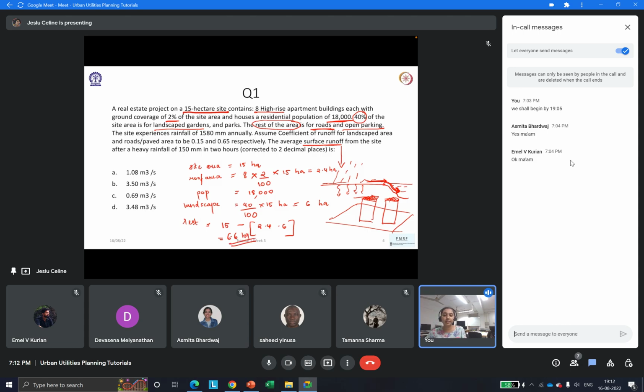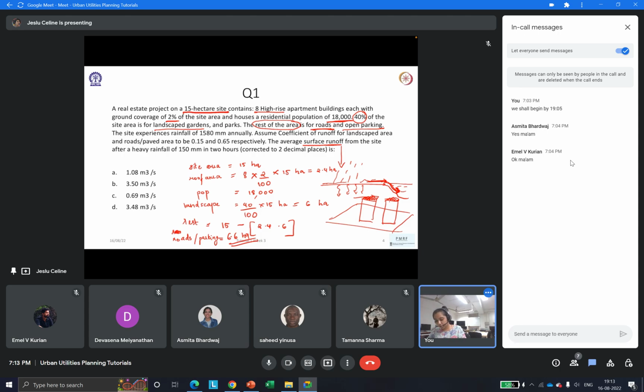Everybody with me till here? So this is the amount of area that we have for roads and parking. Sorry, roads or parking together. So now we have all the areas that we have. So basically this much of information is given to us. We also know what is the annual rainfall and the coefficient of runoff. For that both it's given.